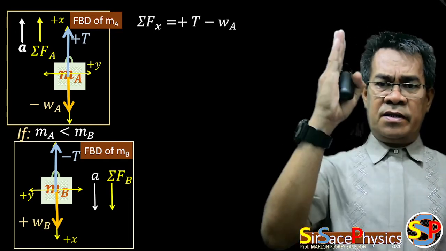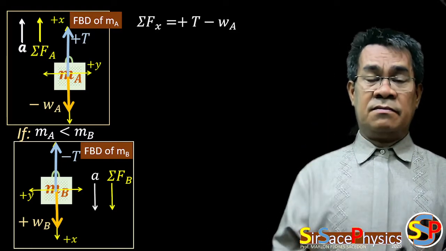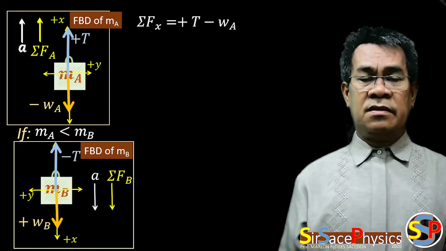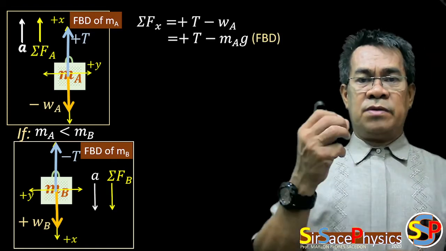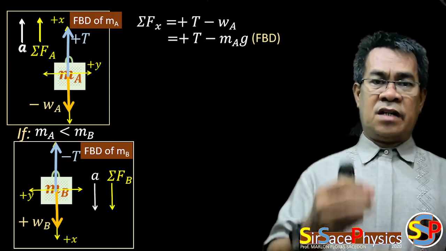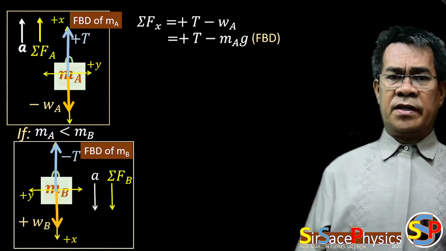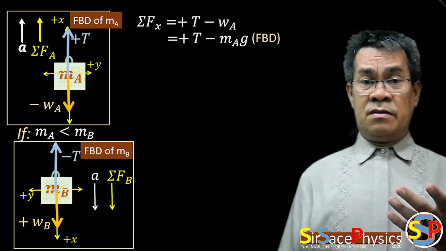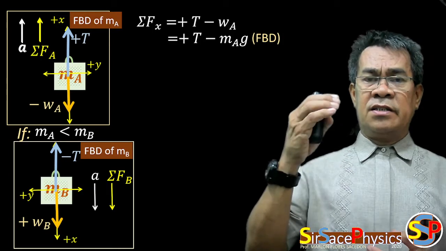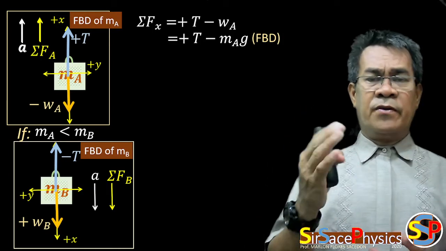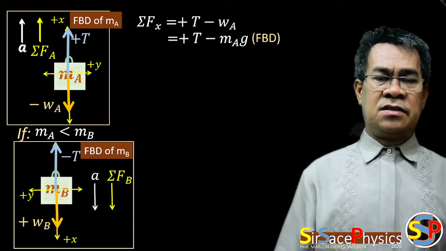Now remember that T is positive, so sum up algebraically, and the weight is negative. Remember weight is the mass times the gravitational acceleration. So it should be T minus mA times g, and that is coming from the free body diagram, which means that without the free body diagram, you cannot provide that relation. That relation says that the net external force, or the sum of the forces along X, is equal to T minus mA times g.